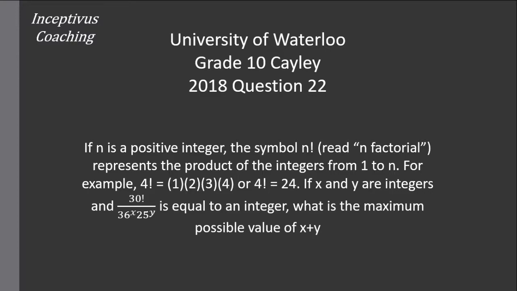If x and y are integers, let 30 factorial over 36 to the power of x times 25 to the power of y, right? Let this expression equal an integer. What is the maximum possible value of x plus y?